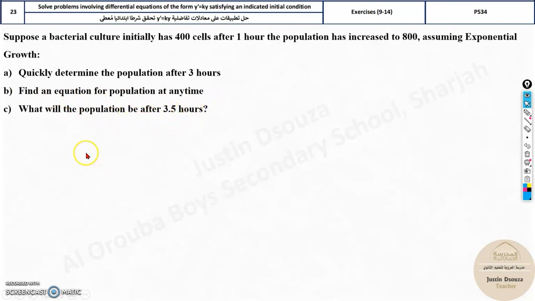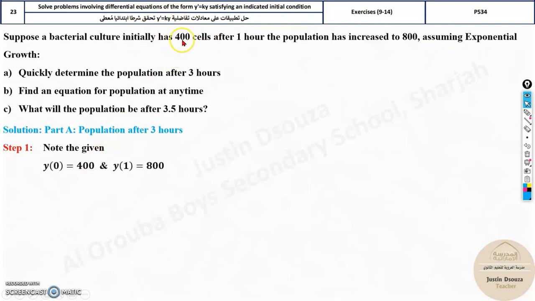So now what you basically do is, you need to understand what's given. Initially at the 0th time, y of 0, it is 400. They have told us that initially. At time 0, you already have 400 cells. But after 1 hour, let's take 1 as 1 hour, y of 1, it becomes 800. So you can see at every hour it's doubling. So the population is multiplying, right?